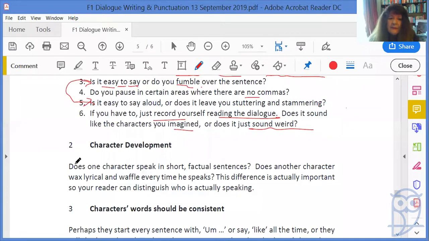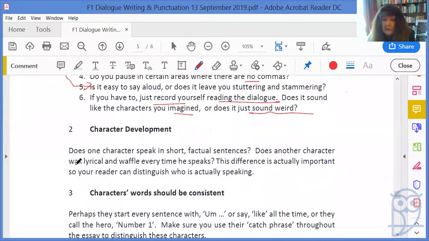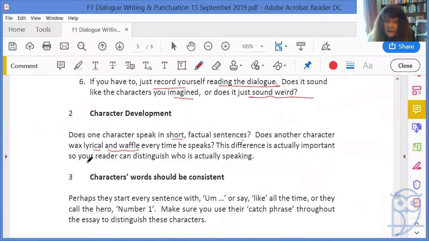Right, character development. As we mentioned, that's what the dialogue can show. Does one character speak in short, factual sentences? Does another character wax lyrical and waffle every time he speaks? He beats around the bush. He doesn't get to the point. He goes on and on and on. This difference is important because then your reader can actually distinguish who is speaking without saying John said, Jack said, Jill said. You can just write these sentences if each person has a character.